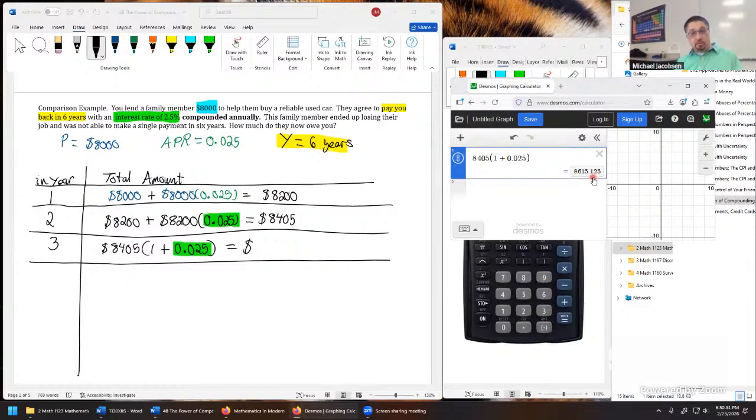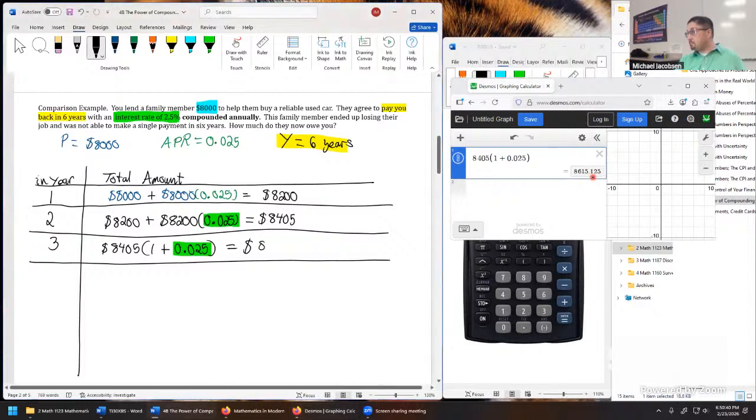And at this point, because we're dealing with money, we're going to have to round to the nearest cent. We're up to $8,615.13. So it's starting to rack up. The growth rate is accelerating in a certain sense, slowly at first, but if enough years go by, this starts to grow exponentially in the literal sense.